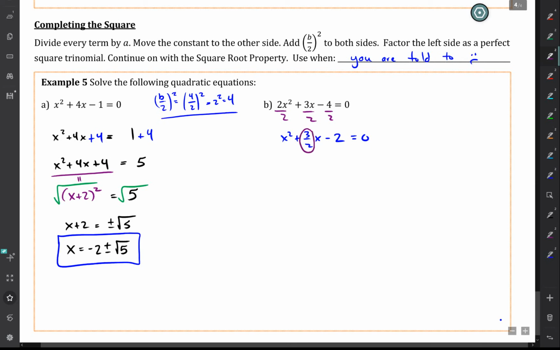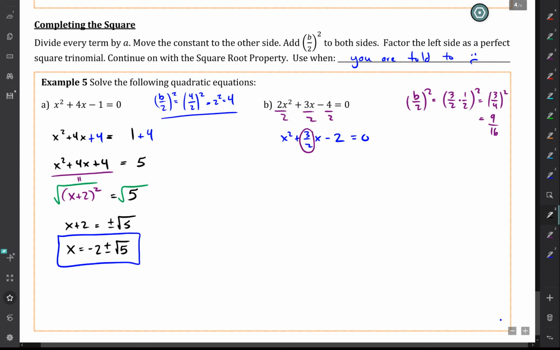You need to take b over 2 squared, which is going to be 3 halves divided by 2, which is the same as multiplying by a half, squared, right? So 3 halves divided by 2 is the same as 3 halves times 1 half, which is 3/4, squared, which is 9/16.